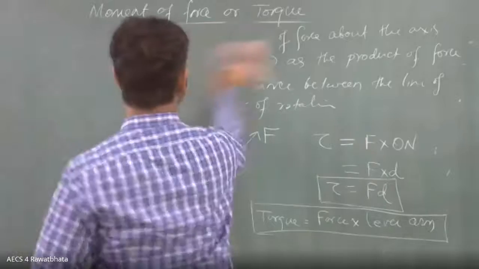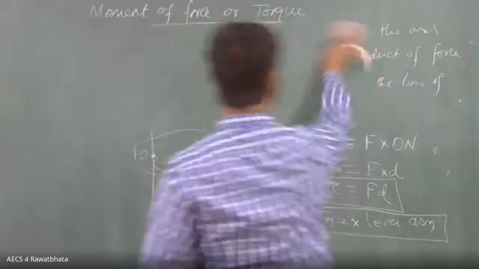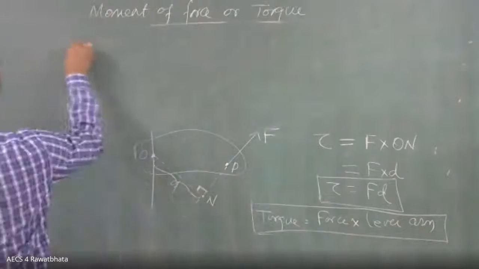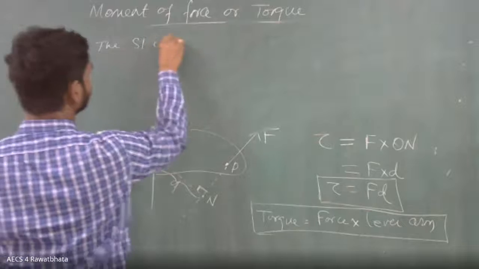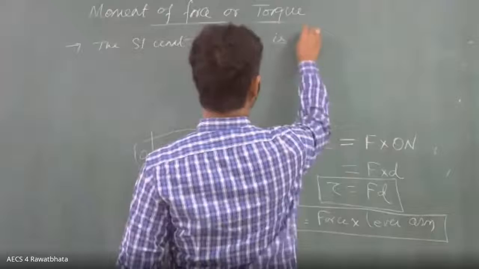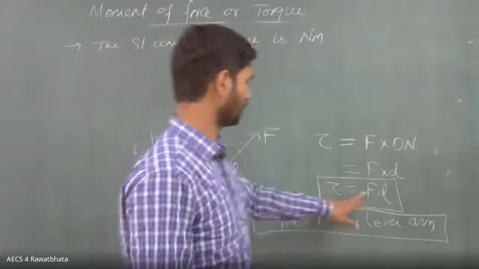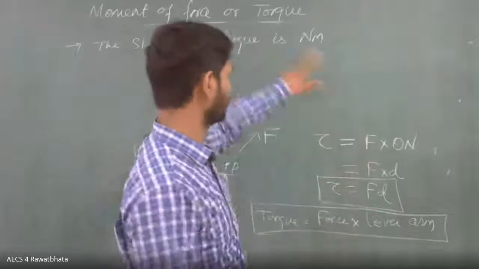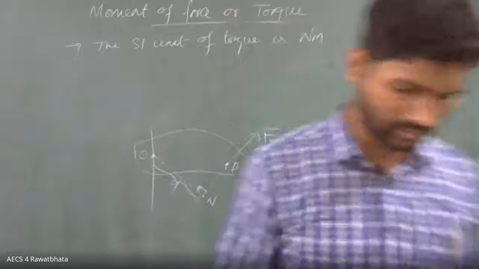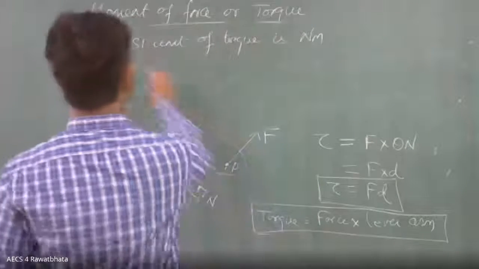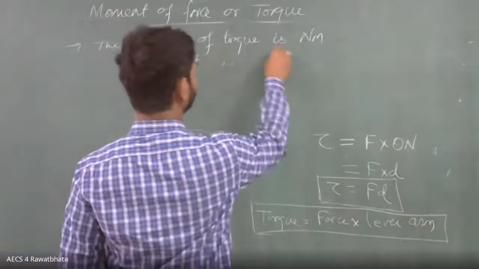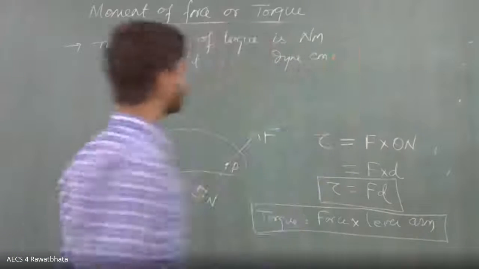The SI unit of torque is Newton meter. Obviously for torque, we have force, that is Newton, and distance, that is meter. So Newton meter is the unit, or in CGS it is dyne centimeter. In CGS it is dyne centimeter.